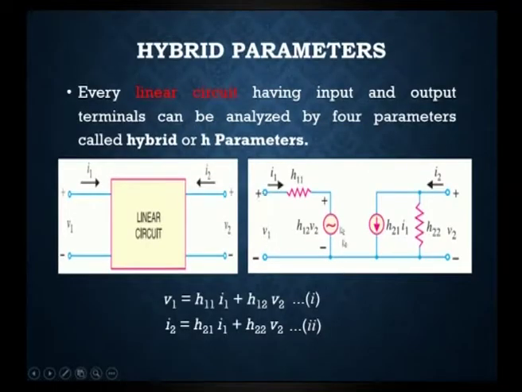For this network we come up with 2 equations having hybrid parameters. V1 is equal to H11 I1 plus H12 V2, and I2 is represented as H21 I1 plus H22 V2. These are the 2 important expressions that we are going to study, and we need to keep these 2 equations in mind for upcoming derivations, because these are the basic equations that we find from the hybrid parameter equivalent circuit.